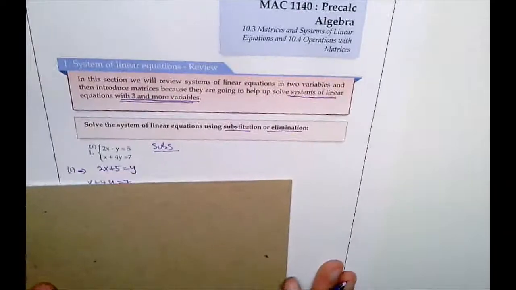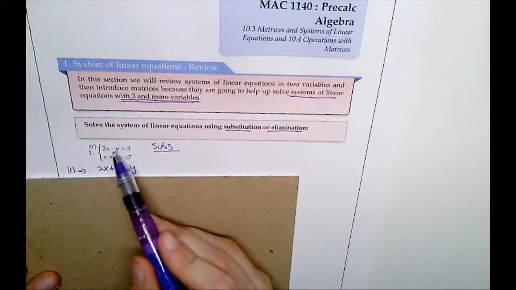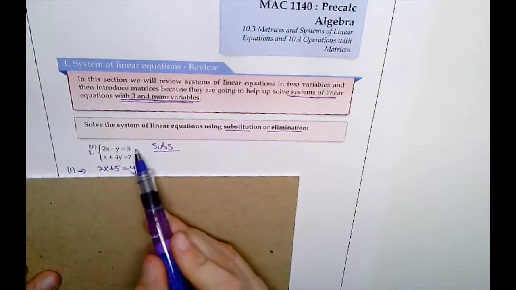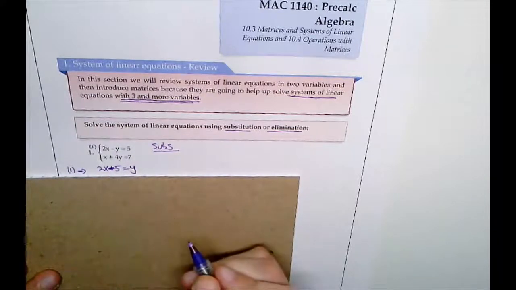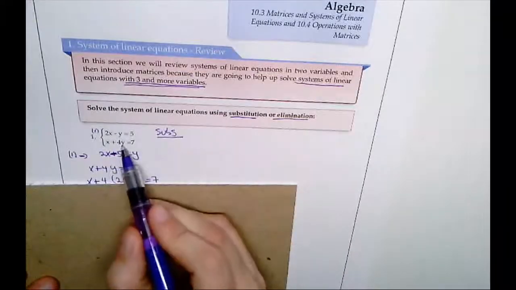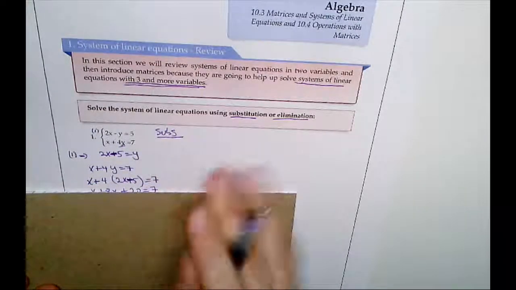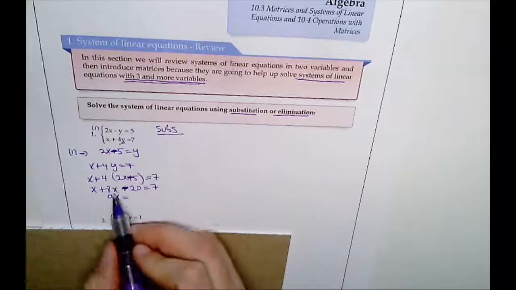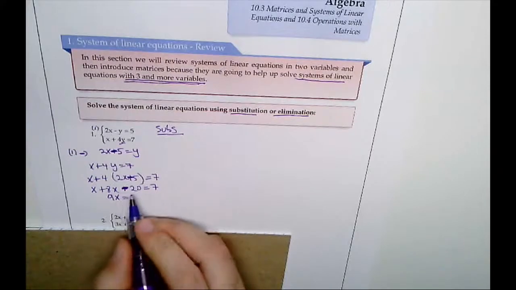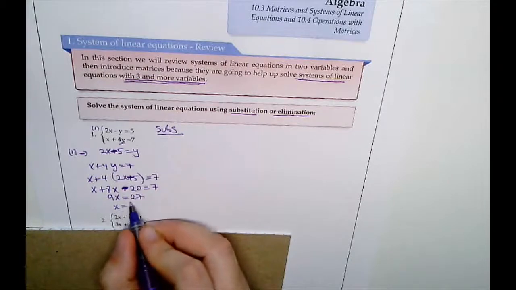So let's review. I'm going to use substitution for the first system. I'm going to solve for y from the first equation. If I add y to both sides and subtract 5 from both sides, I get that 2x minus 5 equals y. Then, instead of y in the second equation, I'm going to put 2x minus 5, and just work it out. I get x plus 8x minus 20 equals 7. Add the like terms and then add 20 to both sides. I get 27, so x equals 27 divided by 9, which is 3.